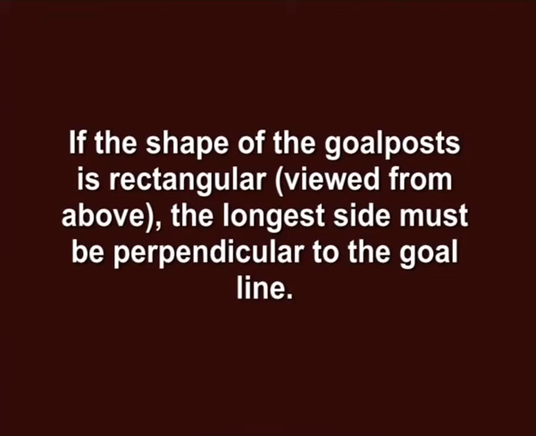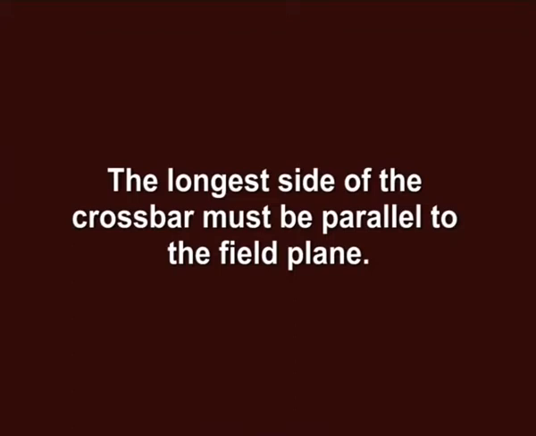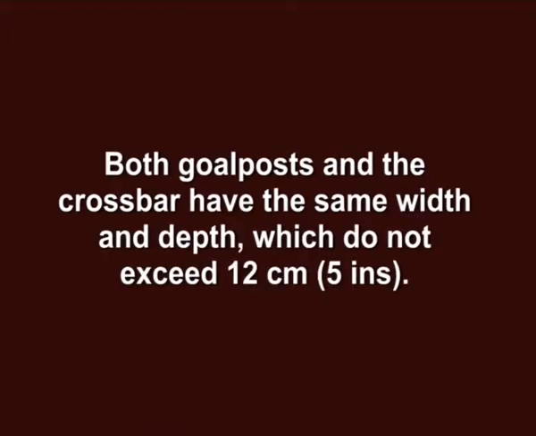If the shape of the goal post is rectangular, the longest side must be perpendicular to the goal line. The longest side of the crossbar must be parallel to the field plane. Both goal posts and the crossbar have the same width and depth, which do not exceed 12 centimeters, that is 5 inches.